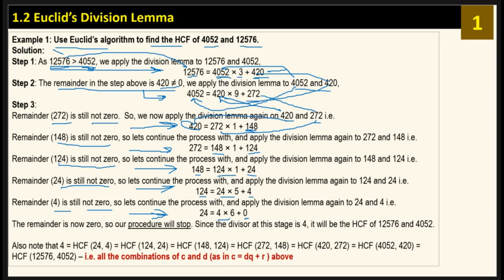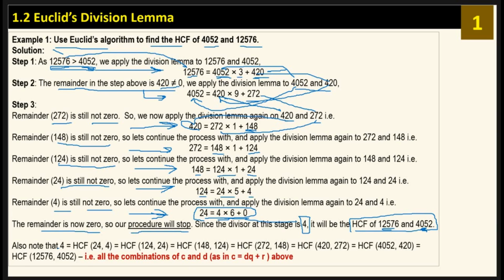Now you see that this time the remainder is 0, and therefore our procedure will stop. The divisor in this last equation is 4, and by Euclid's algorithm this 4 will be the HCF of 12576 and 4052.